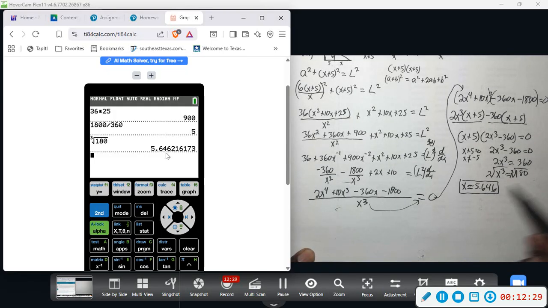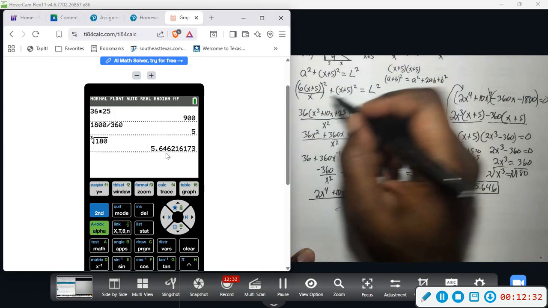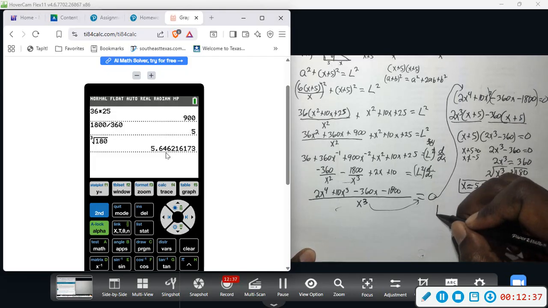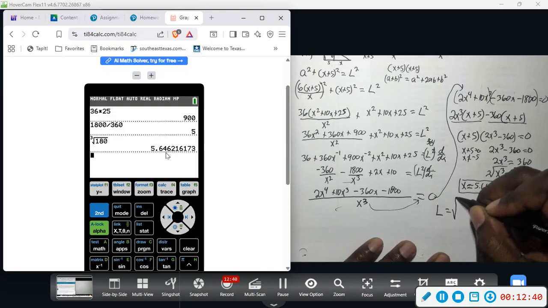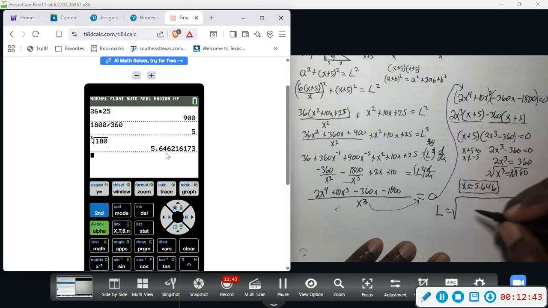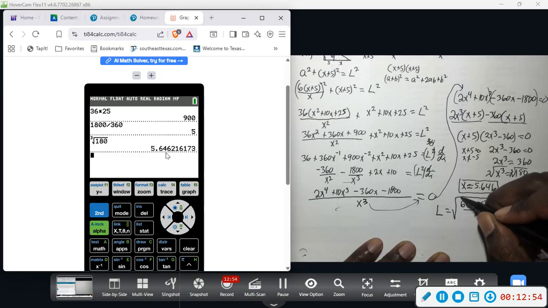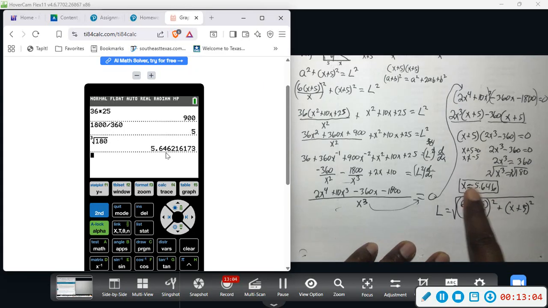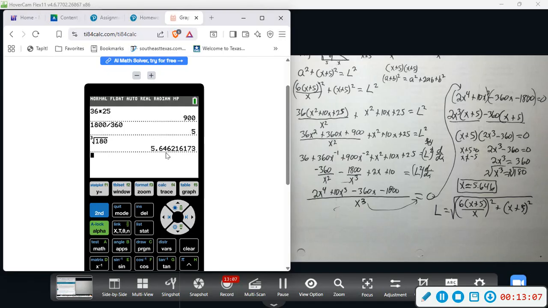All right, I'm going to take this x value, plug it into this formula, and we're going to do the square root. So to find the actual length of the ladder, we're going to do L equals the square root of this function. So it's going to be 6 times x plus 5 over x, whole thing squared, plus x plus 5 squared. So this is what we're going to do. X is equal to 5.646.